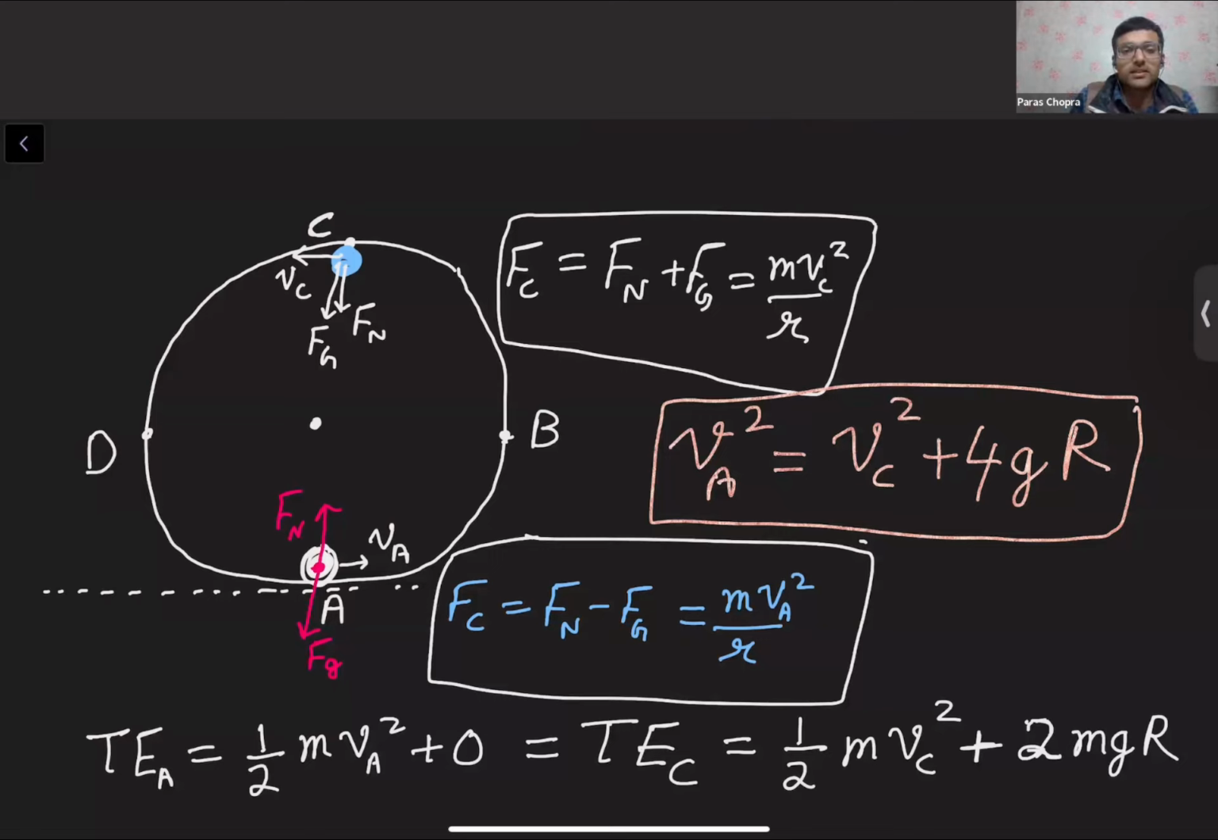For completing a full circle, the velocity at C must be minimum. That means VC should be minimum. Now VC will be minimum when Fn plus Fg will be minimum.